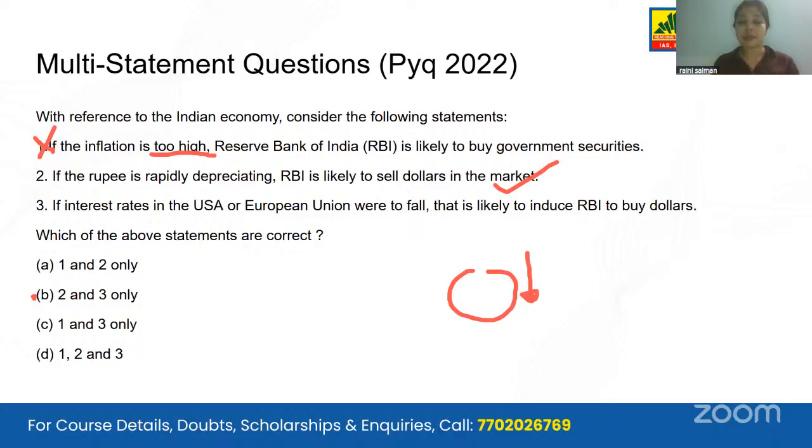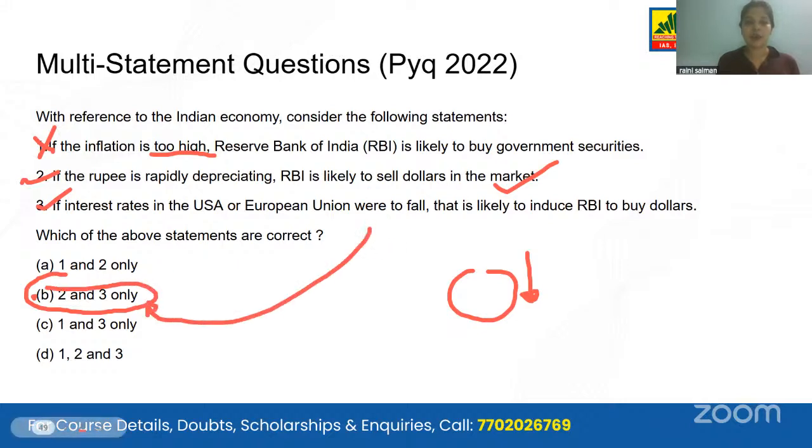Now, the third statement tells that if interest rates in the US and European Union were to fall, it is likely to induce RBI to buy dollars. Yes, again, that is right. So your 2 and 3 statements are correct here. And this gives you very basic knowledge of inflation, deflation, and depreciation of values.